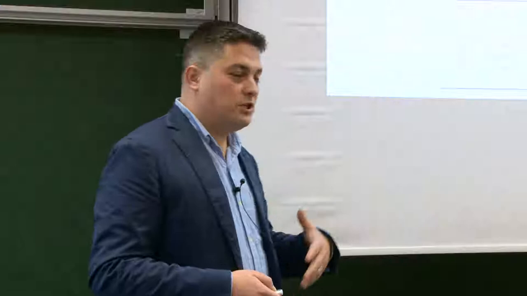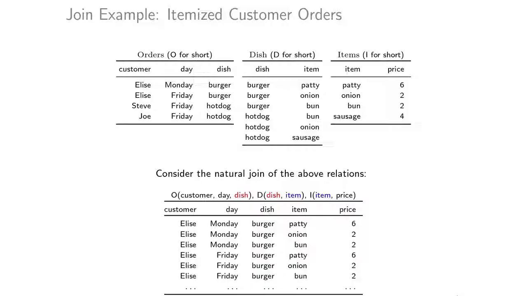If we want to do the join of these tables, what we get effectively is this. We get Alice with Monday and burger. Now, this tuple is combined with all the tuples that have dish burger. And for each of these items, we look up in the items and get the price. So effectively, we end up creating such a big table. Alice on Monday ordered burger, and burger has these components. But also on Friday, she ordered burger and has these components with these prices.